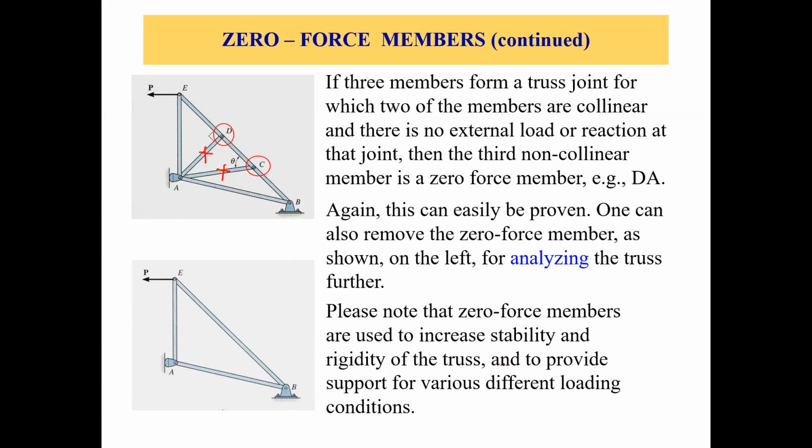Just to repeat, on the left bottom, we can see the figure where we have removed member AD and member AC from the truss, which simplifies the analysis. So no need to find the member forces in CA and DA, because just by looking at the truss, we can make out that these are zero force members. So we can just remove those members. And why are these zero force members there? They are used to increase the stability and rigidity of the truss and to provide support for various different loading conditions. So that's why we use zero force members in the truss.